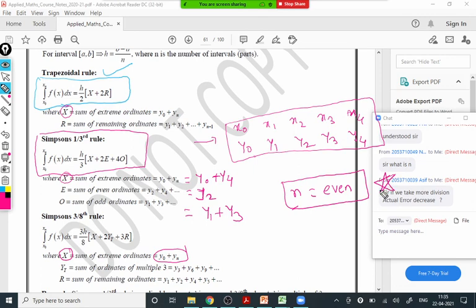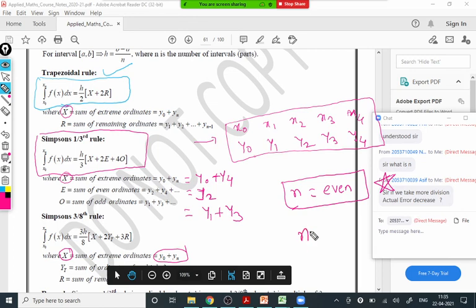But even if n is not even, you can still apply it, but the accuracy will be better whenever n is even. In the examination, suppose you are given a question to find its numerical value and n is given. Depending on n, you have to select the method. Suppose n is even, the best thing is to use Simpson's one-third rule. And when n is a multiple of 3, then it is better to use the 3/8 rule.